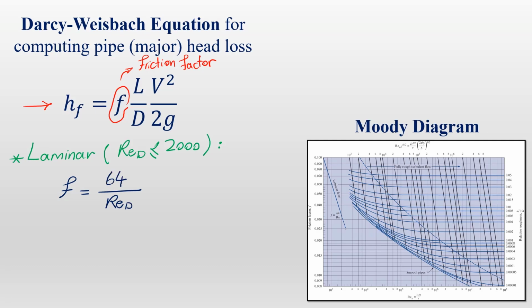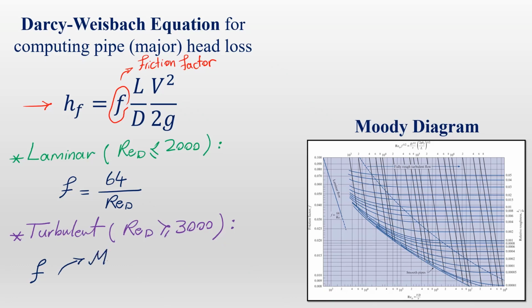However, if flow is turbulent, meaning that the Reynolds number for diameter D is larger than or equal to 3000, then f should be calculated from the Moody diagram or from empirical equations.